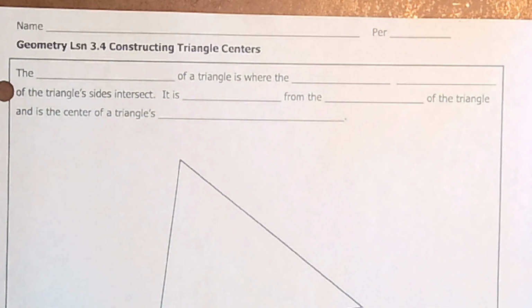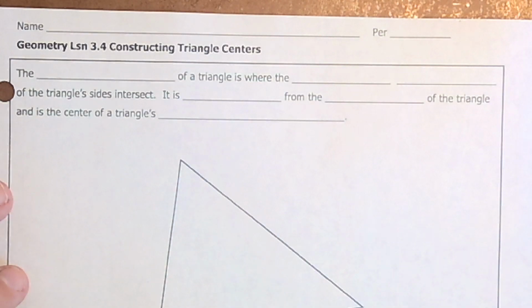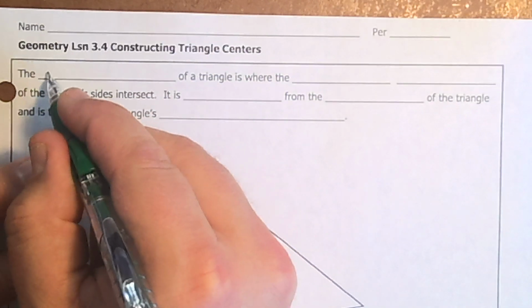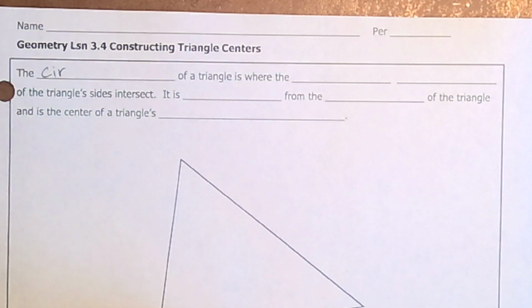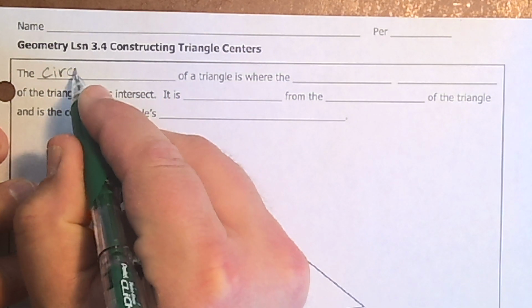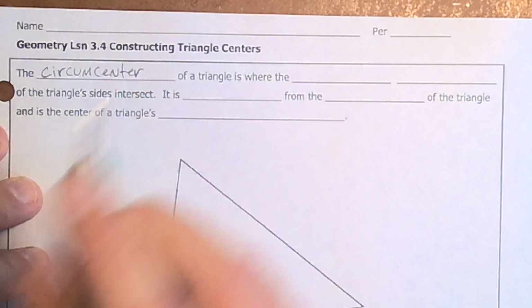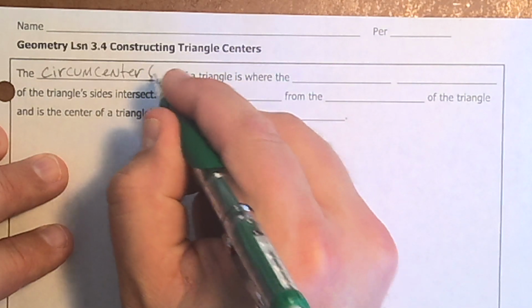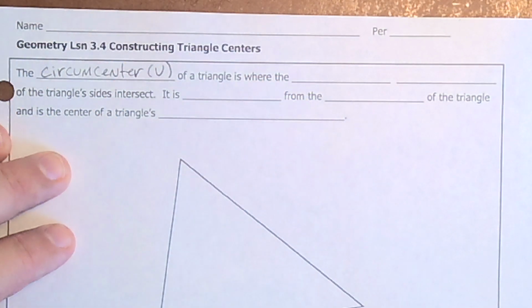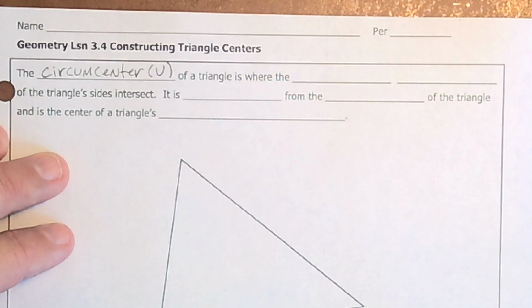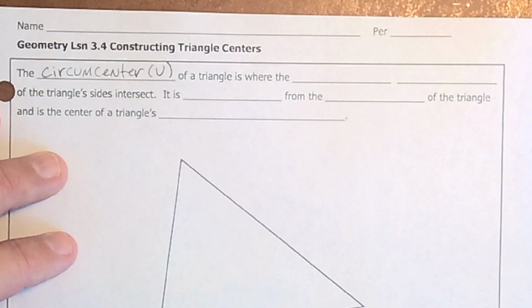All right, so let's talk about the first center that we're going to learn about. Okay, the first center that we're going to look at is called the circumcenter, C-I-R-C-U-M, center. And after circumcenter, I want you to put in parentheses a letter U. Make sure it's a clear U, not pointed, like a V. Make sure it's a clear U. Okay, the circumcenter, we're going to identify with the letter U.